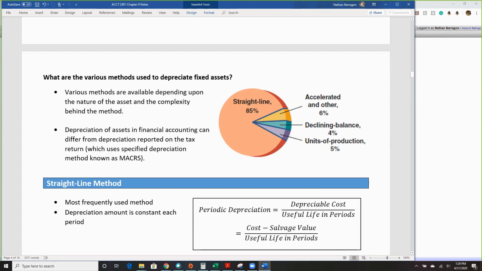Even tax will have its own method. So tax accounts will actually follow what is called MACRS. So that's a different accelerated depreciation method. That uses tables and charts to calculate depreciation or a bunch of fancy formulas, but we are not going to be dealing with that one. You will end up having that in whatever tax course you have, though.